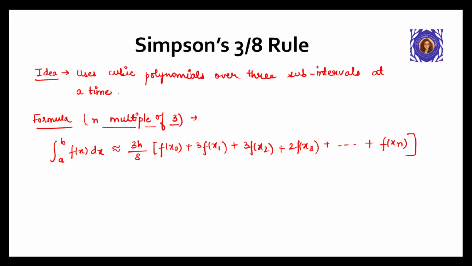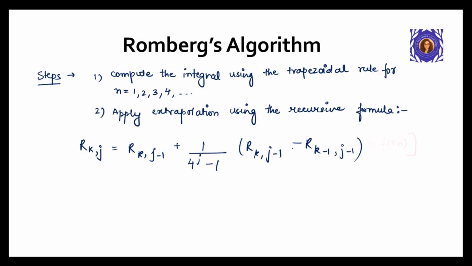This method is particularly useful when the number of intervals doesn't suit the 1/3 rule or when slightly more precision is required. It's a bit more computationally intensive, but you gain better accuracy with higher degree polynomial approximations.